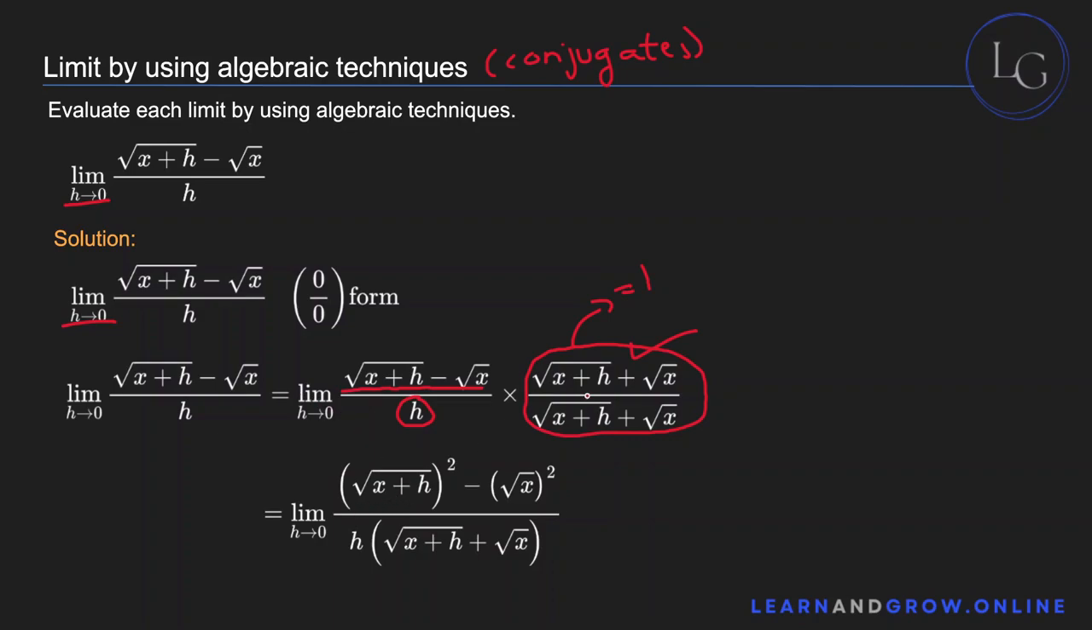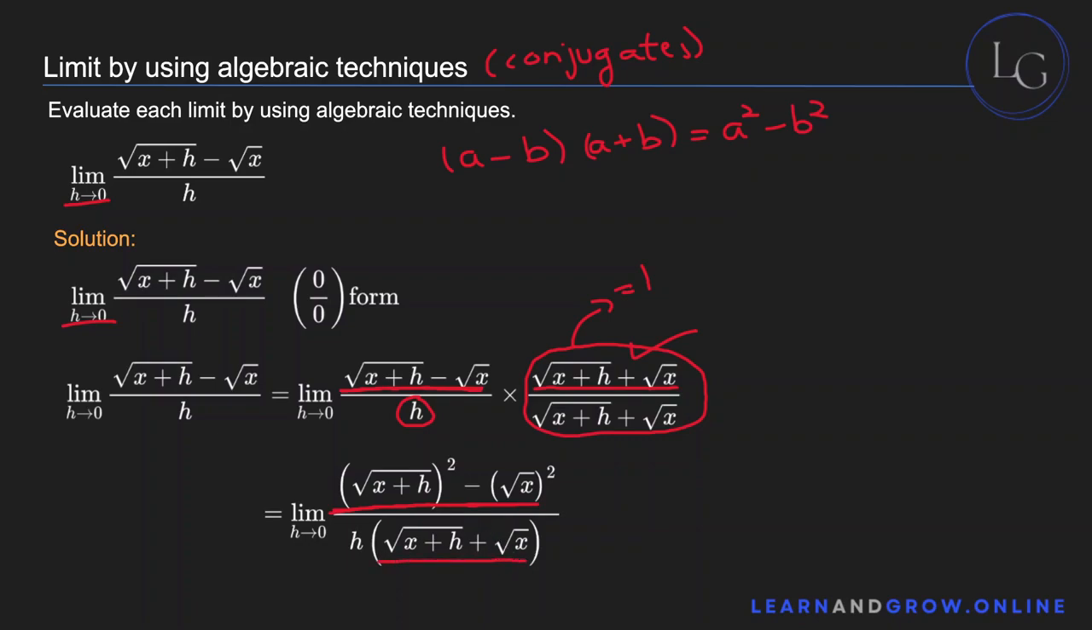Once you multiply it, anything being multiplied with its conjugate, you can apply the algebraic identity. If you treat under root x plus h as a, and under root x as b, then this is a minus b, and this expression is a plus b. That is equal to a square minus b square, and that is what we've done here. And the denominator is just simple multiplication.